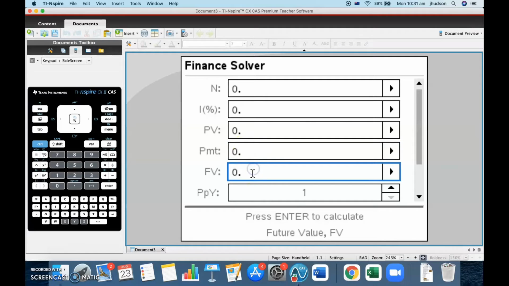FV is the future value. So that's what you're going to be working out pretty often. It might be, for example, if you're making an investment of however much money with whatever interest rate, we're going to find out this.